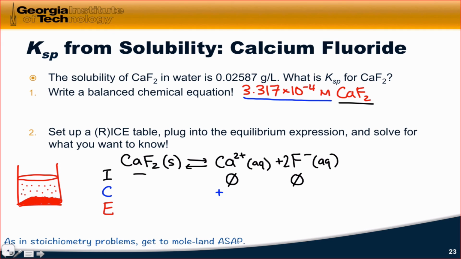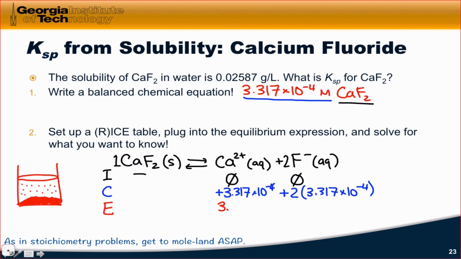The change, considering we're, first of all, starting with a Q of 0, we're going to get Ca2 plus and F minus ions, and hopefully that should be intuitive. From the molar solubility, we can immediately write what the change is. 3.317 times 10 to the negative 4 moles per liter of Ca2 plus, and we'll get twice that for fluoride, so 2 times 3.317 times 10 to the negative 4 moles per liter. We get twice the moles per liter of fluoride because for every 1 molecule of CaF2 that dissolves, we get 2 F minus. Now we can write the equilibrium line simply by repeating the change line, right?